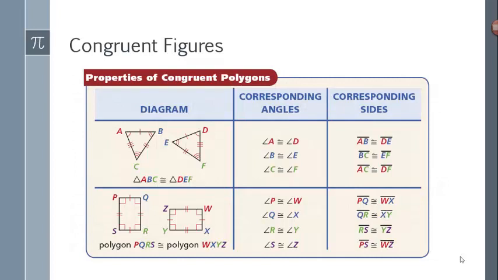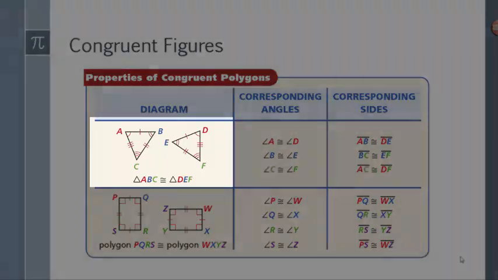Properties of congruent polygons. Here's where we'll solidify what we mean about corresponding angles and corresponding sides. See the diagram on the left of the two triangles. We're saying that triangle ABC is congruent to triangle DEF. Their vertices are named in order of correspondence. So angle A corresponds to angle D, angle B corresponds to angle E, and angle C corresponds to angle F.